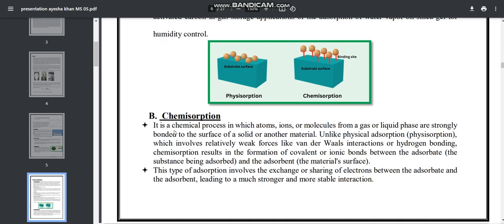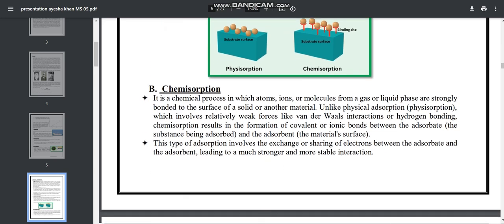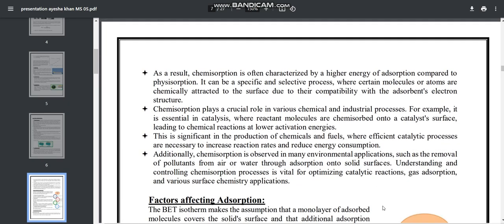While in chemisorption, a chemical bond is formed, which is basically a strong force, unlike physical adsorption, which involves relatively weak forces like van der Waals interactions or hydrogen bonding. This type of adsorption involves the exchange or sharing of electrons between adsorbate and adsorbent molecule. As a result of chemisorption, there is higher energy of adsorption as compared to physisorption.